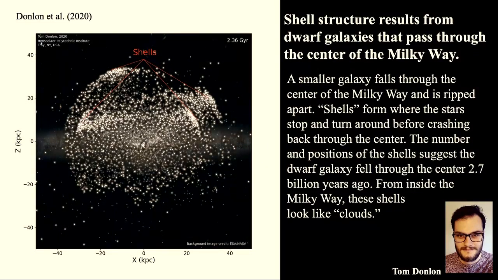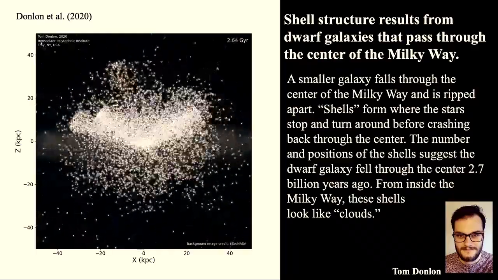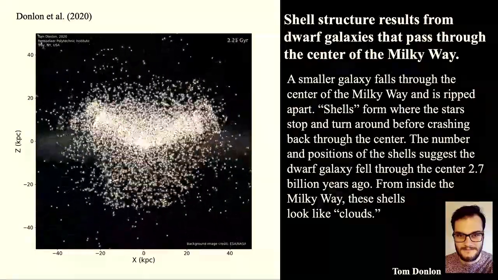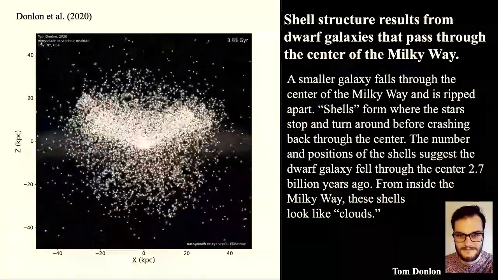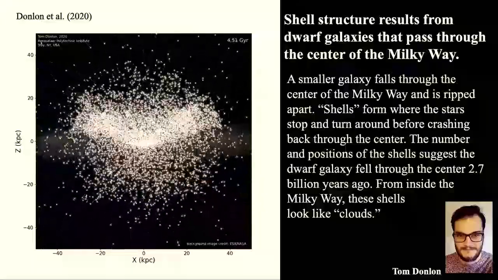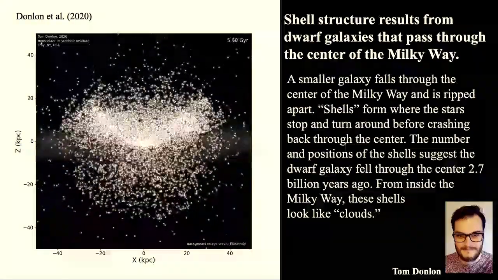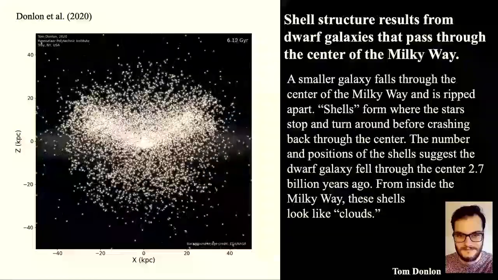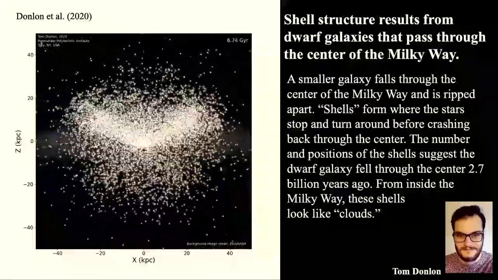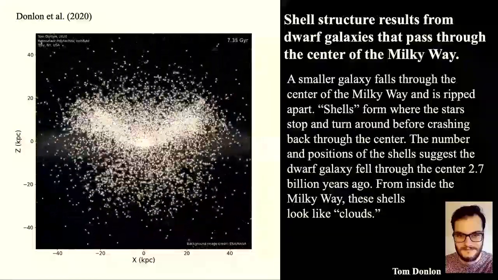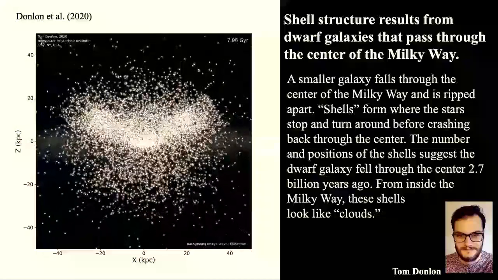And then as time goes on, you get more and more stars going out and turning around, and more turnaround points. The turnaround points get closer and closer together, and then it gets harder to see that they're shells, and there's a lot of them, and they're closer together. So Tom managed to figure out that you could date the time since this thing fell in by how many shells there are and how close they are together.